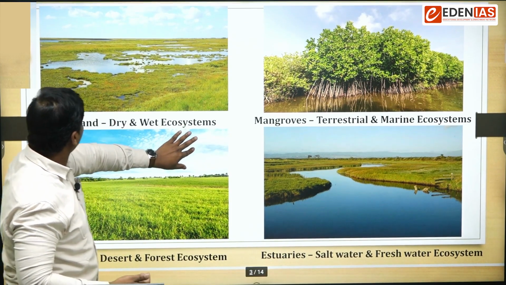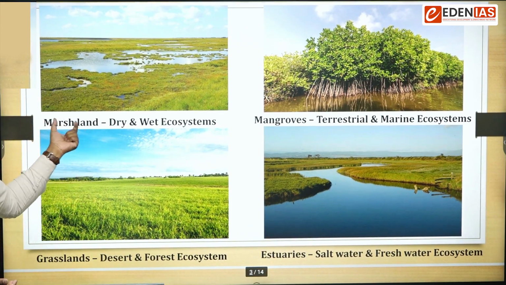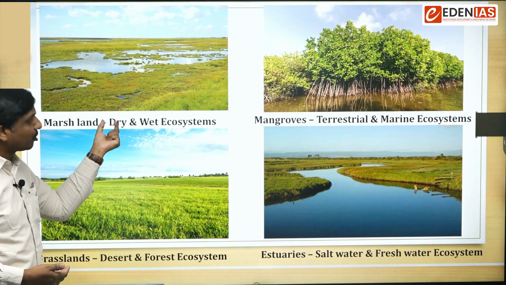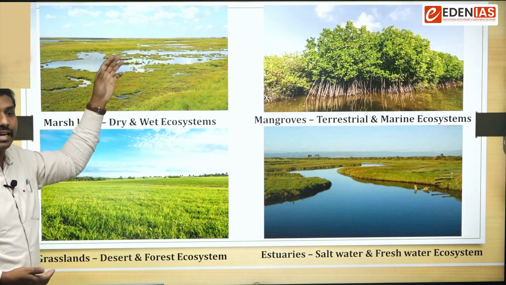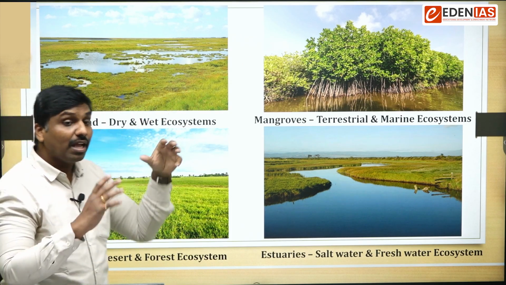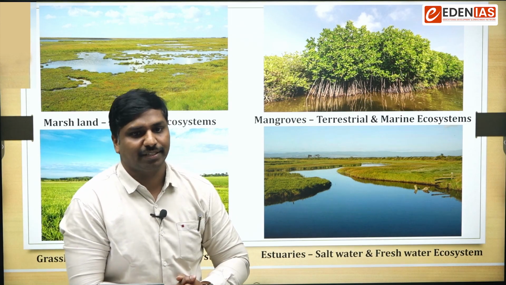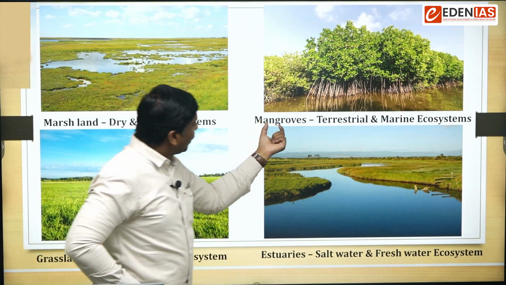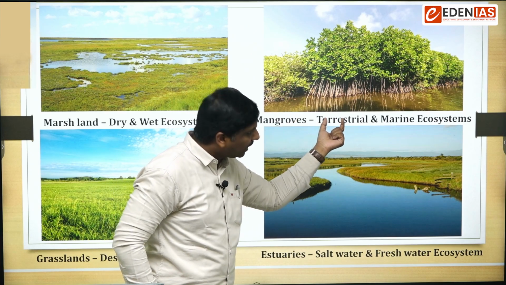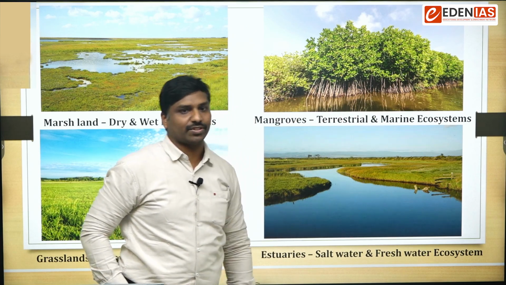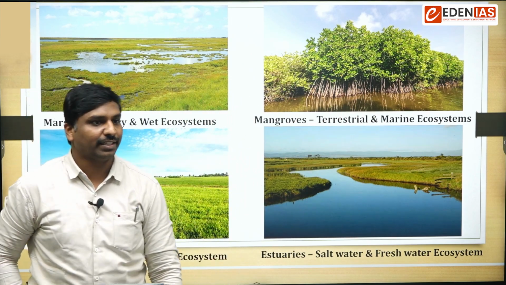Have a look here. So now here, marshland. Marshland is an ecotone between dry ecosystem as well as wet ecosystem. So we can have wetlands, all those things like marshlands or marshy or swampy areas. So that is one thing. Now, you see here mangroves. Mangroves is an ecotone between terrestrial ecosystems and marine ecosystems. That is another thing you have to remember.